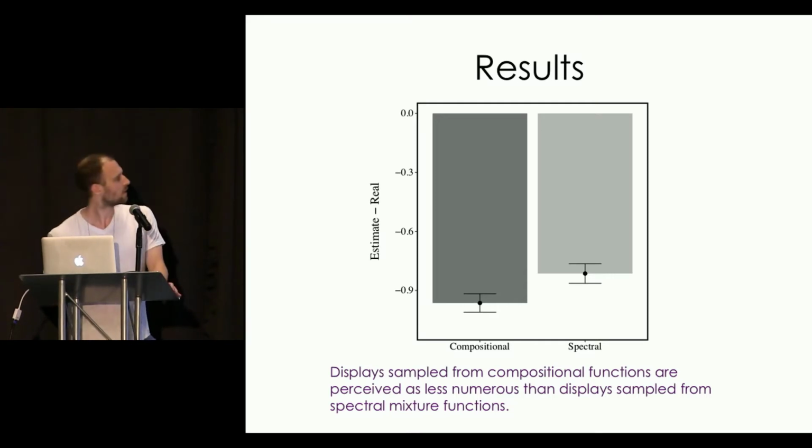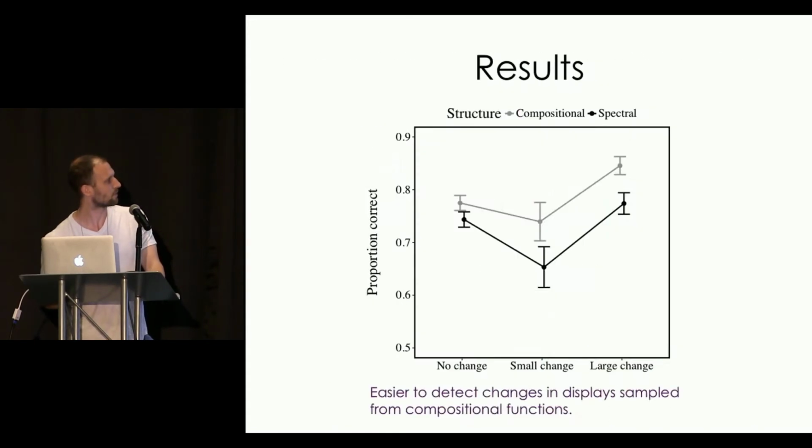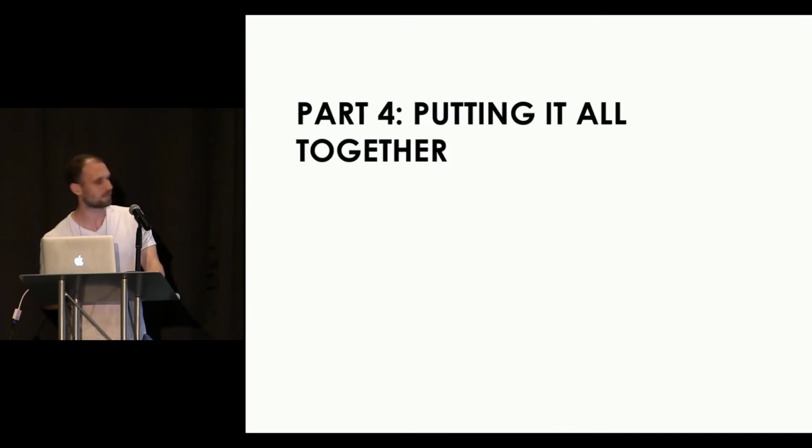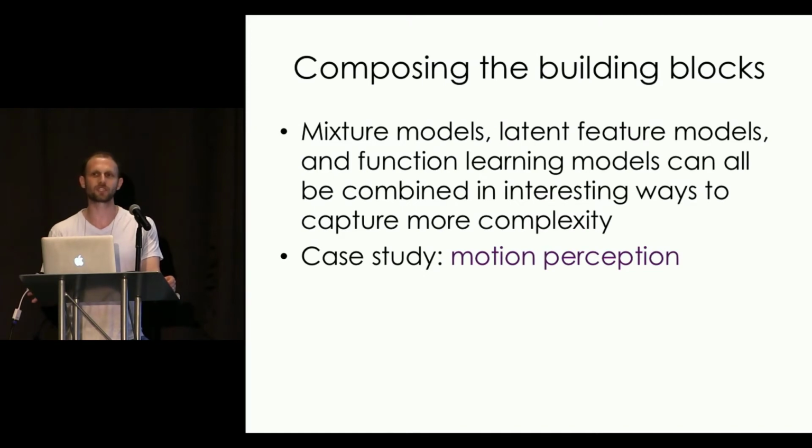In the interest of time, I'll maybe skip over this a little bit and tell you about an example of where we can put some of these building blocks together to capture more complex phenomena. In particular, I'm going to show you how we can take these function learning models and combine them with mixture models to understand something about motion perception.